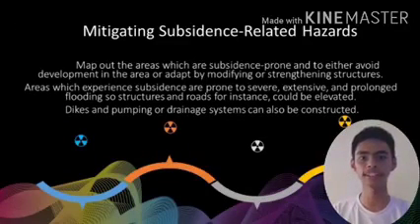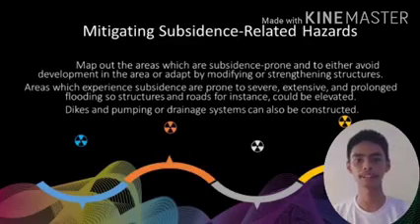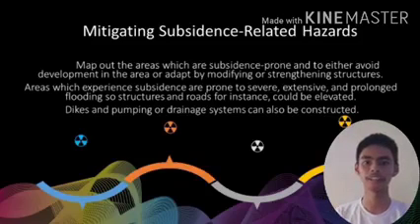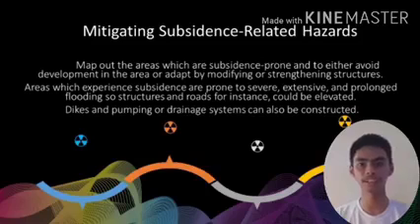Mitigating subsidence-related hazards. Examples are: map out the areas which are subsidence-prone and either avoid development in the area or adapt by modifying or strengthening structures. Areas which experience subsidence are prone to severe, extensive, and prolonged flooding, so structures and roads, for instance, could be elevated. And lastly, dikes and pumping or drainage systems can also be constructed.